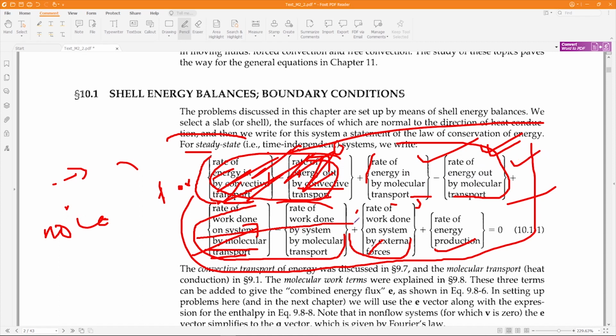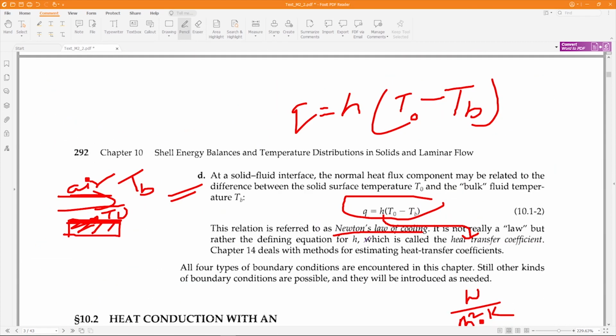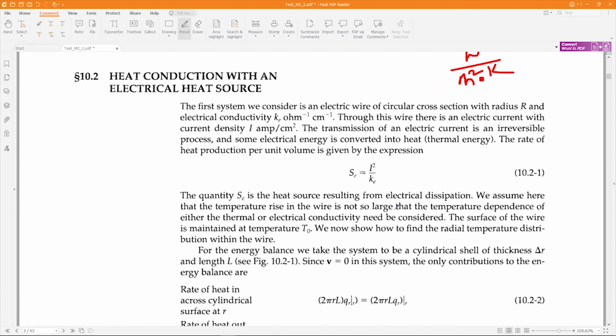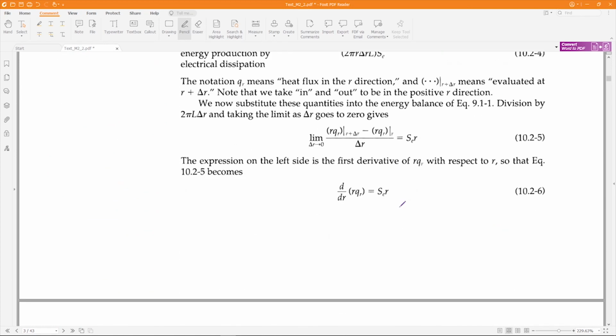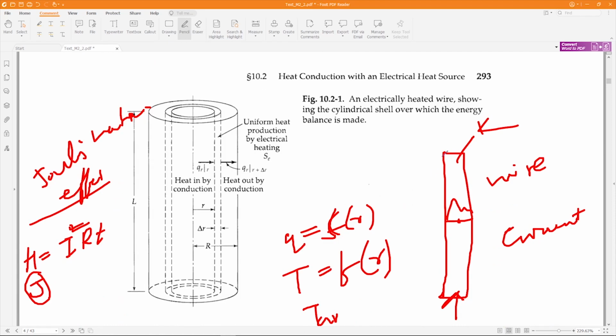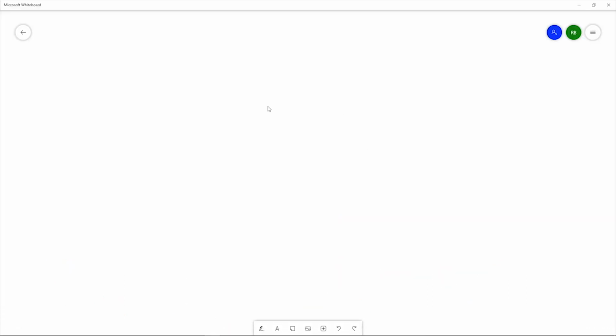Again, there is no work done on and by the system, and there is no external force doing work on the system. But there is a rate of energy production because of the Joule heating effect. So only these three terms will be there. So how to solve it? As in momentum shell balances, we first took a shell, right? A thin shell.